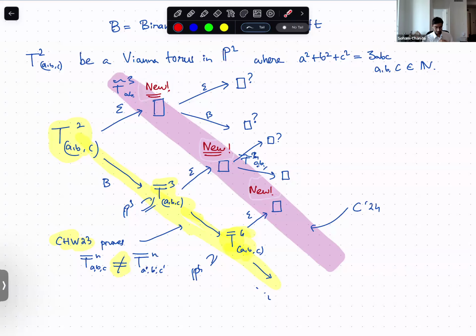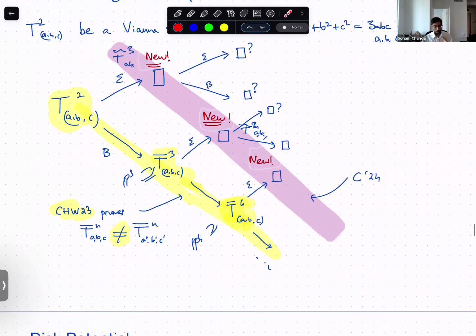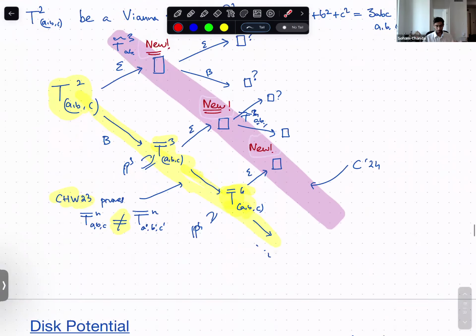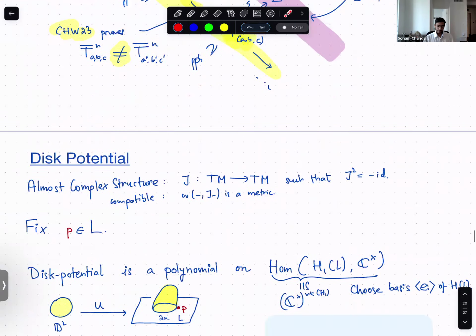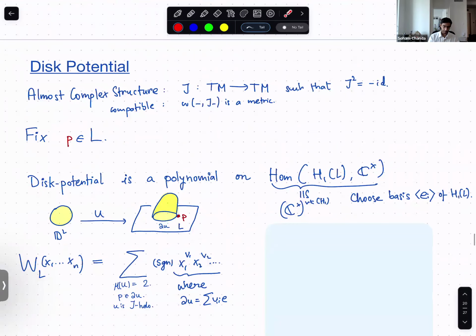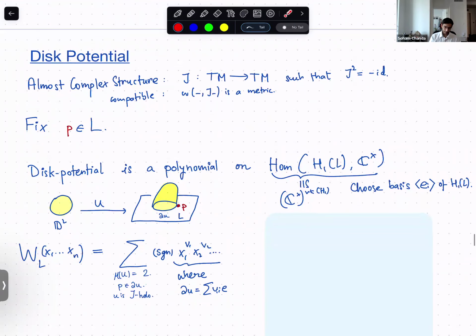Okay. So that is all the geometric things I want to tell you. Now let's go to the Floer theory side. So I'll quickly recall what disk potential is. If you've never seen it, all you should know right now is it's a polynomial on this space. This is the space of homomorphisms from H, the first homology of the Lagrangian, to C star. And let's assume this is torsion free. So this exactly becomes C star to the rank of the first homology, the first Betti number.